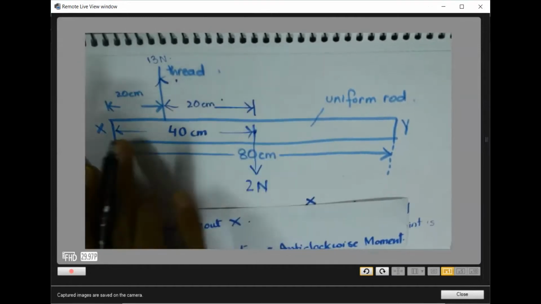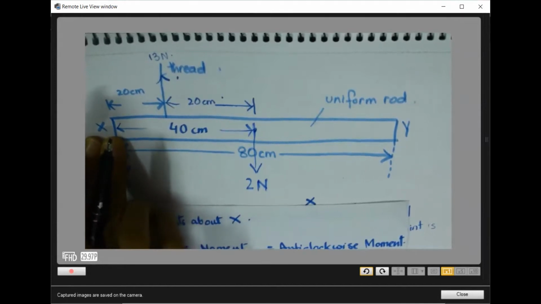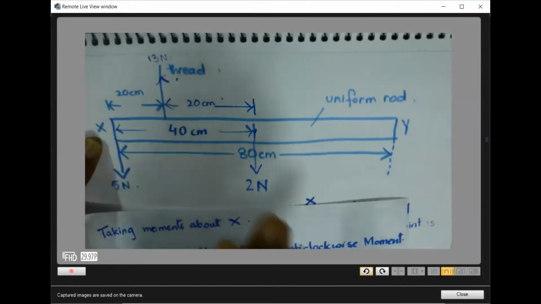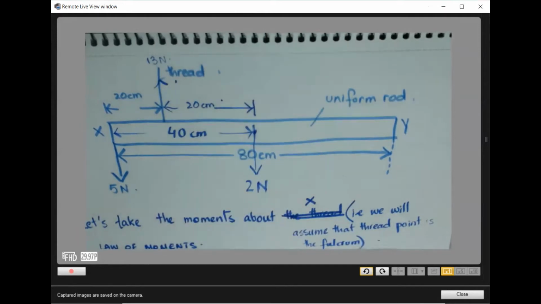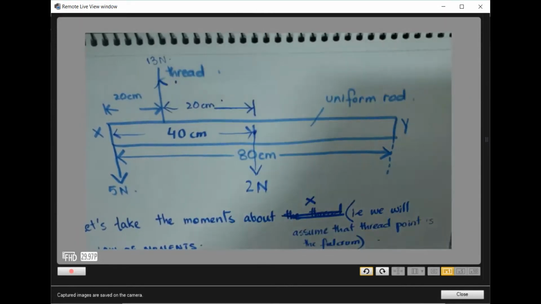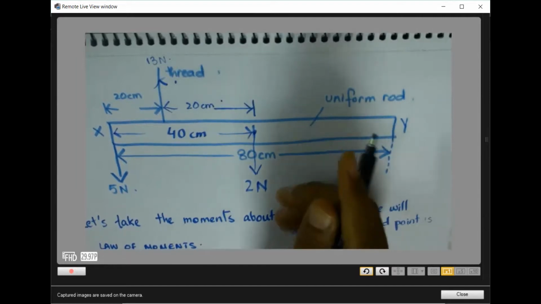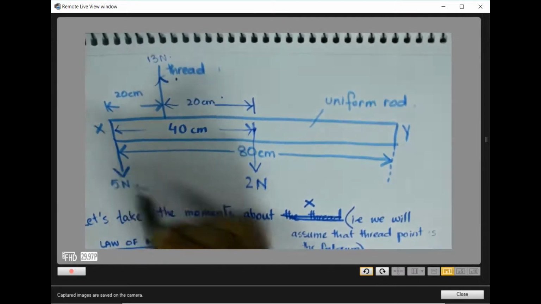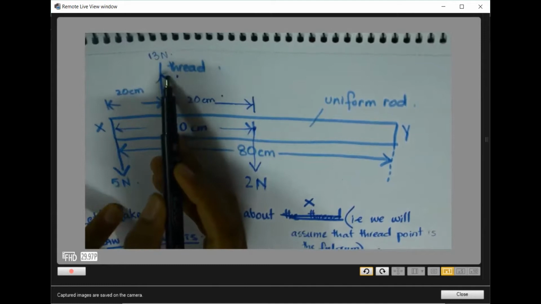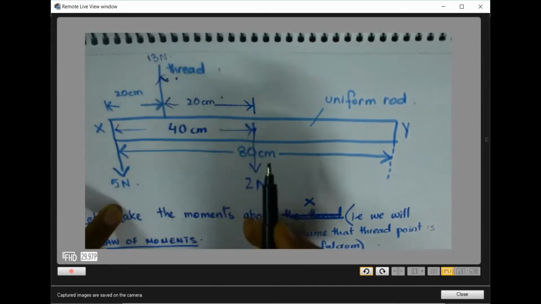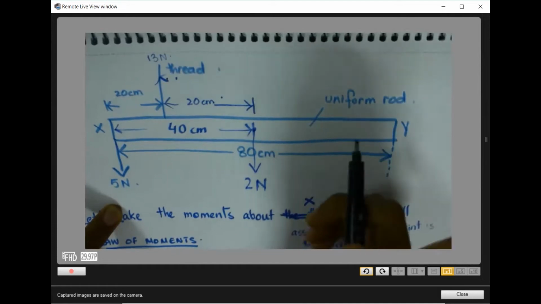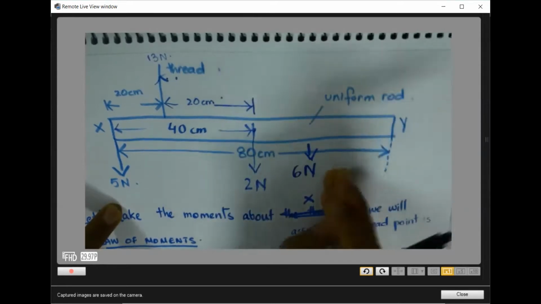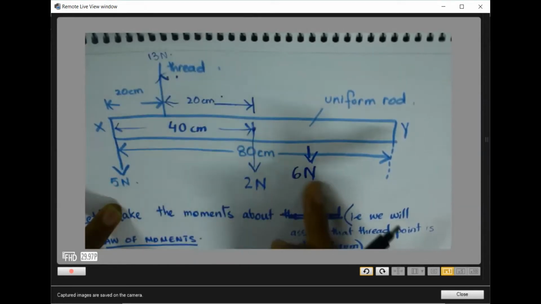I am choosing point X. Well, you can choose point Y as well. You will get the same answer, but I'm choosing X, okay? First of all, because you know how many forces are acting on the beam: 1, 2, 3, and also the 6 Newton one, fourth. That 6 Newton one, which I don't know, but I'm just marking it like that so that I don't forget it. So 1, 2, 3, and 4 forces.